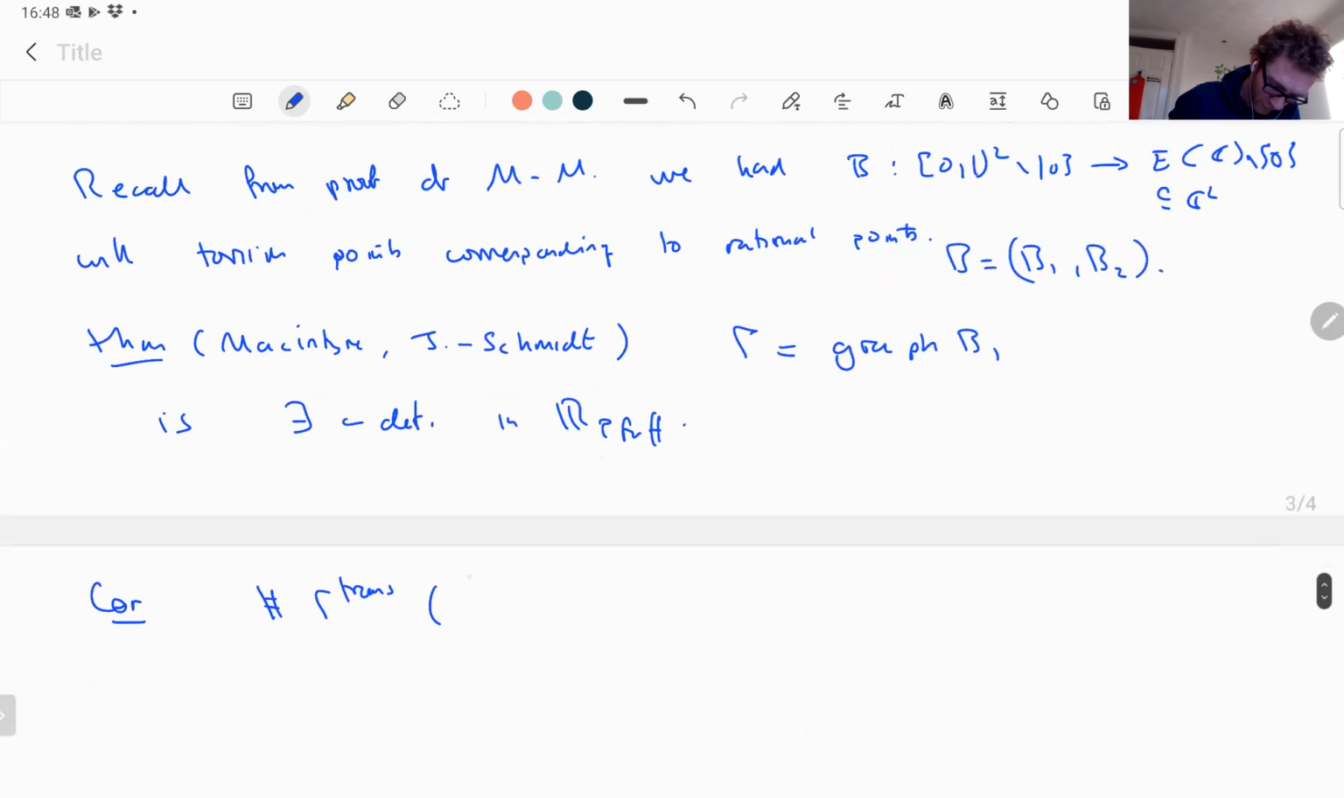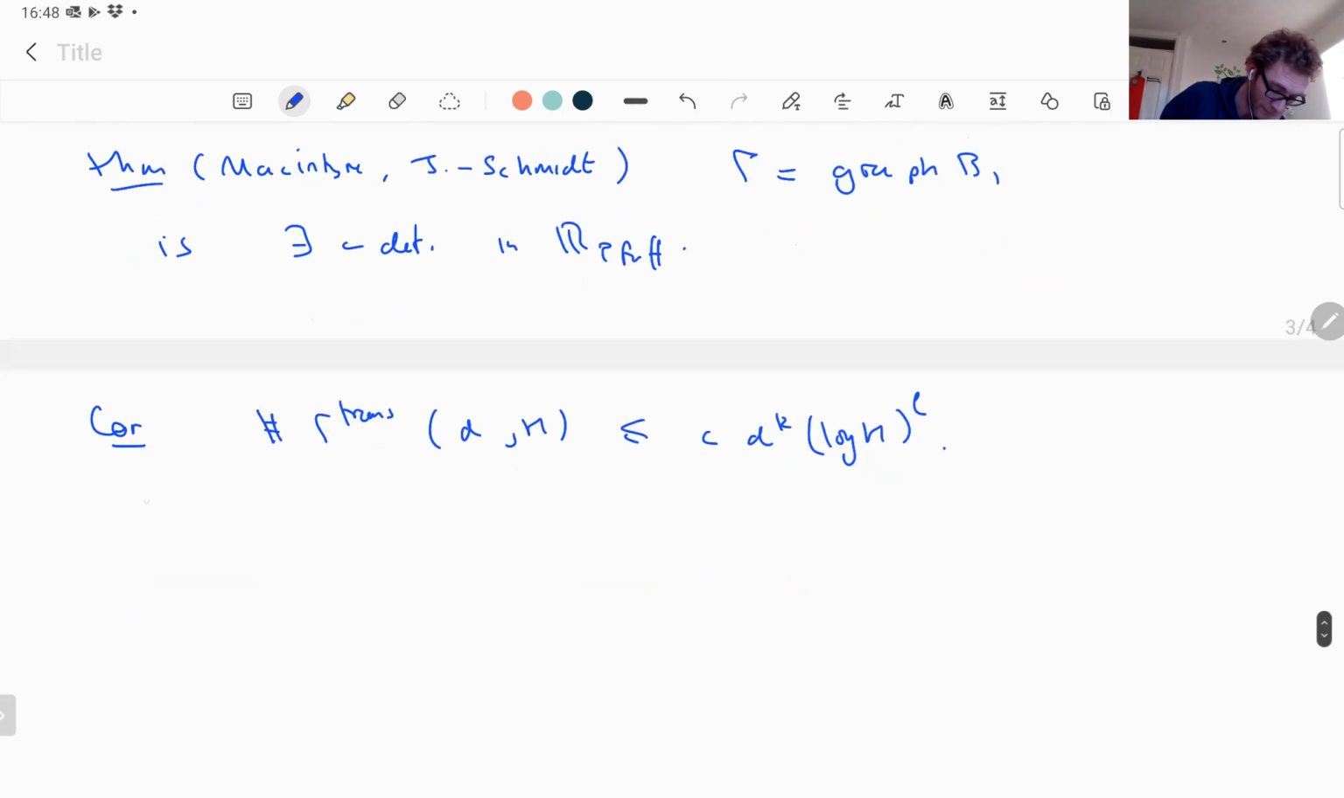The number of points on the transcendental part of gamma, having degree at most D and height at most H, is bounded like this. Now, in fact, the transcendental part of gamma is everything.